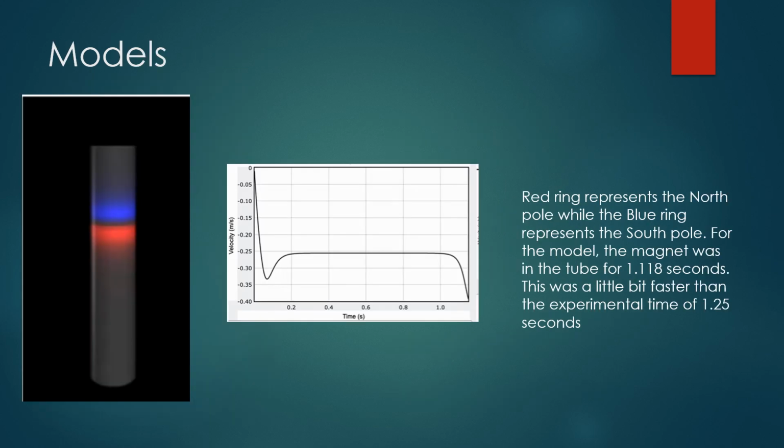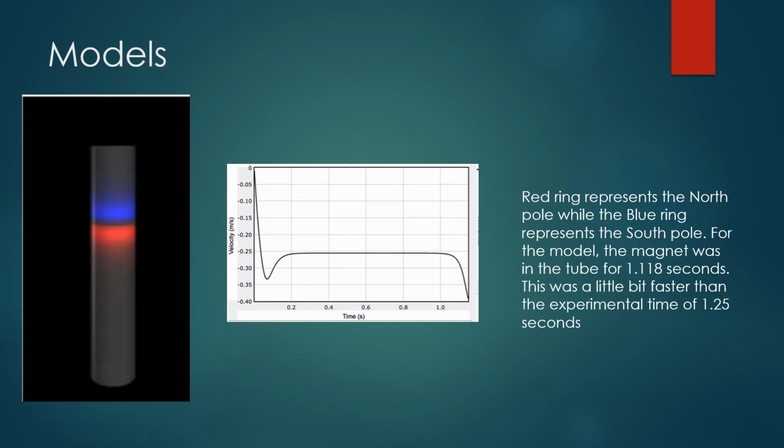Here's my model on the left, and then my graph for the velocity and time. For the model on the left with the magnet falling through, the red ring represents the North Pole while the blue ring represents the South Pole. For the model, the magnet was in the tube for 1.118 seconds. This was a little bit faster than the experimental time of 1.25 seconds.